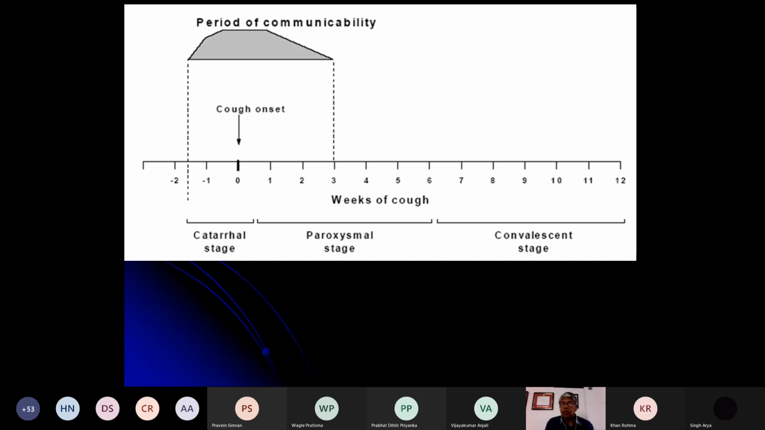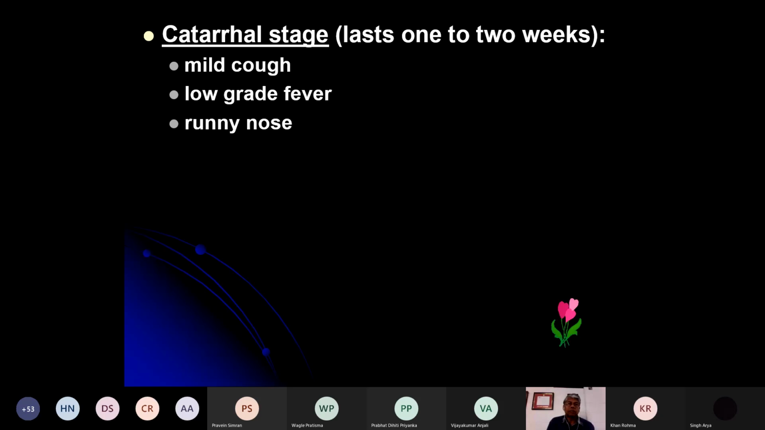After about 6 weeks of this severe coughing, by the time the patient has lost a lot of weight, a lot of energy, lots of proteins, lots of calories, and then the convalescent stage comes, where gradual recovery occurs. So these three features of the catarrhal stage are common like any other upper respiratory tract infection and do not differentiate one respiratory tract infection from another.